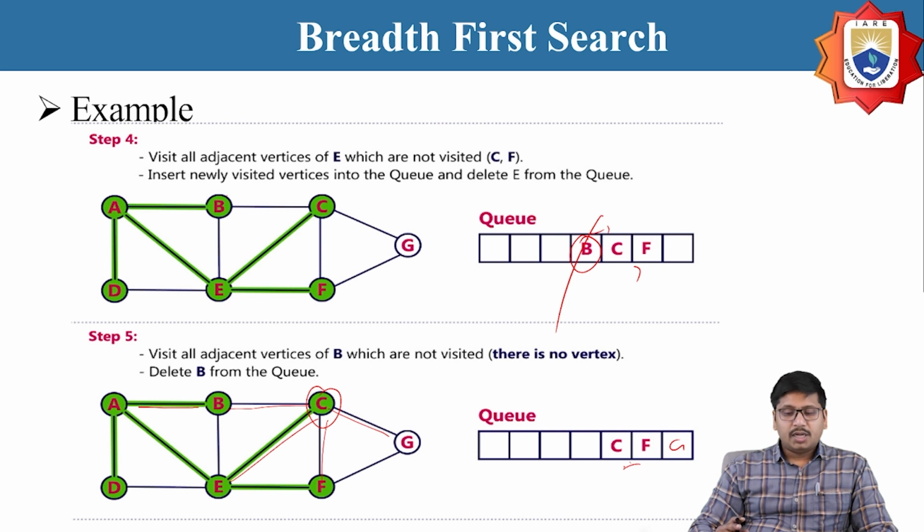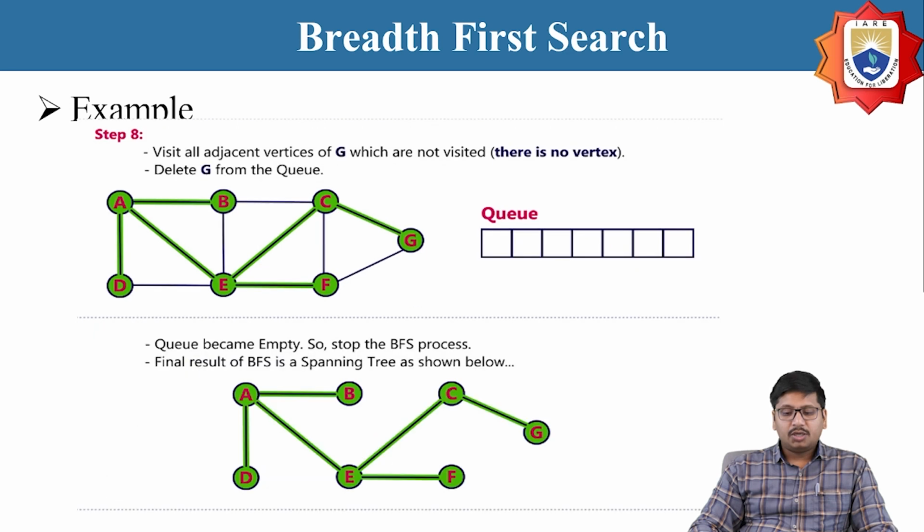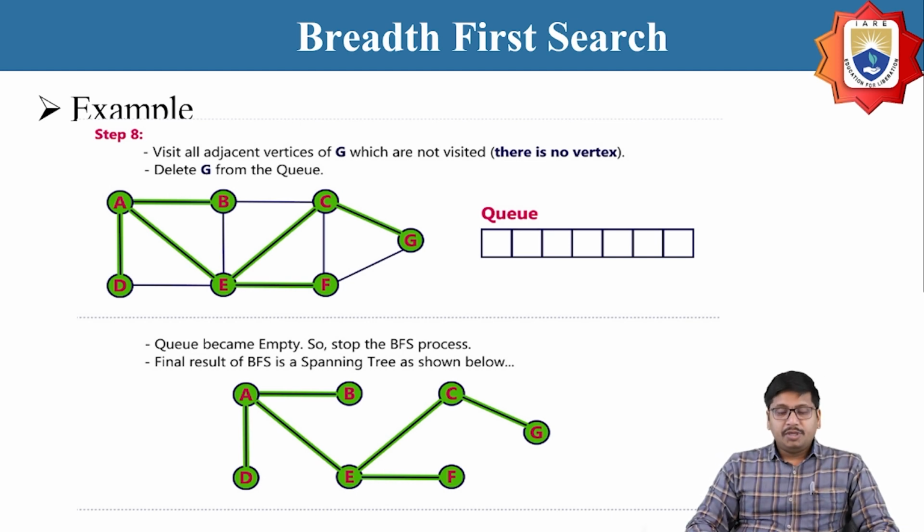And next, like this, we repeat all the steps until the queue becomes empty. Whenever the queue becomes empty, the path traced till now is the BFS order.